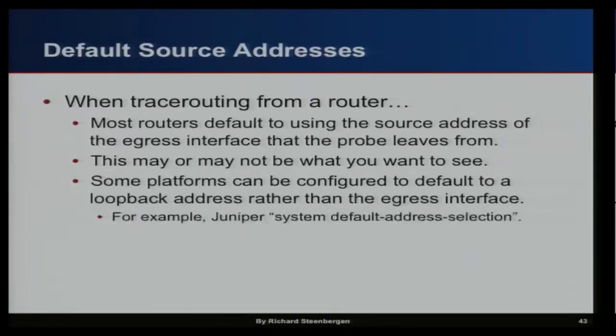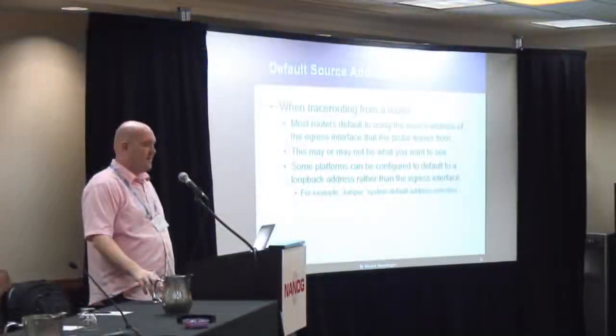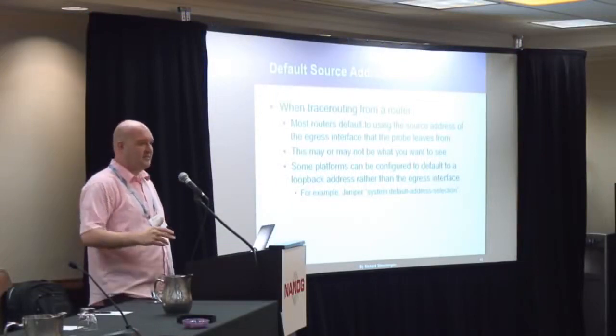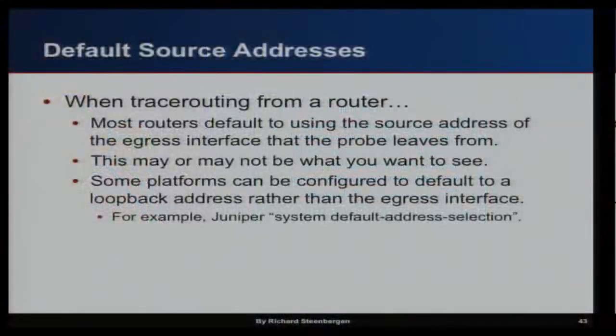Another thing to remember when working with traceroute is, where is your source address coming from? Most routers, Cisco, IOS XR, most classic boxes out there set the source address to the egress interface that was used. So if I'm sitting on a router and I do traceroute 1.2.3.4 and it goes out my Level 3 interface, it's going to set my source address to that Level 3 interface. And Juniper is going to do that by default too. But they have a command, system default-address-selection, that forces it to use the router loopback. In a lot of cases, that might be more what you're looking for.